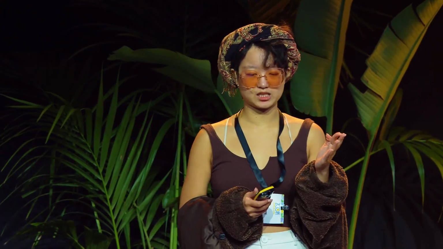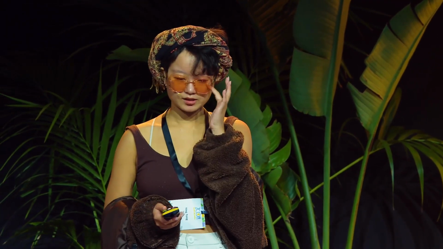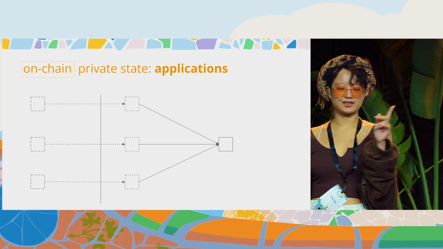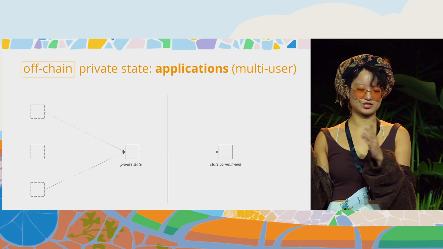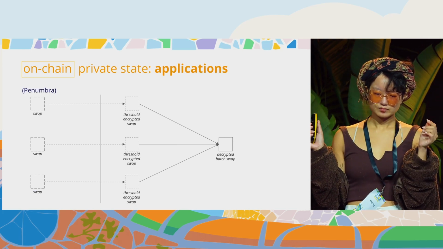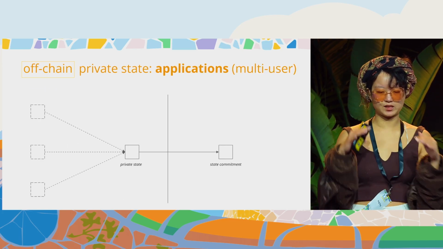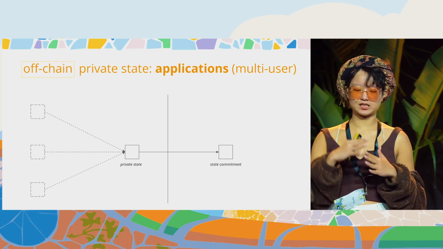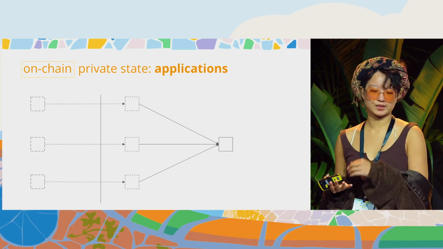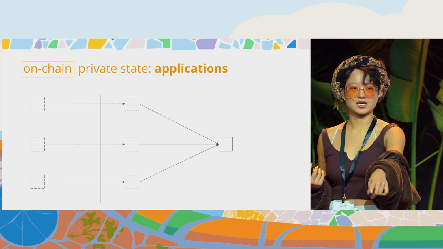So the next class of applications actually moves the computation of private state on-chain. By these two diagrams, I'm trying to illustrate the shift in that vertical bar, whereby in the off-chain case, this combination of private state is done off-chain, whereas in this new class of applications, it's done on-chain.